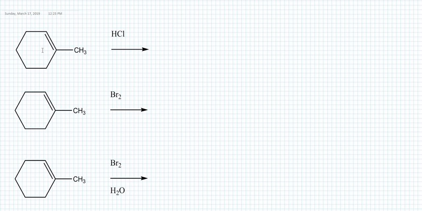Let's write the product for the first reaction. And here we have a cycloalkene. It's a cyclohexene, 1-methyl cyclohexene. After the reaction, let's write the cyclohexene here, CH3, and hydrogen will be added to this part, and chlorine will be added to this part of double bond according to Markovnikov rule. So this is going to be Cl. So this is the major product. The minor product will be the anti-Markovnikov product.